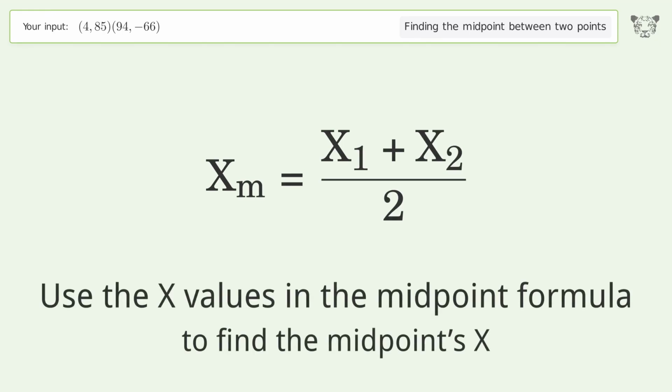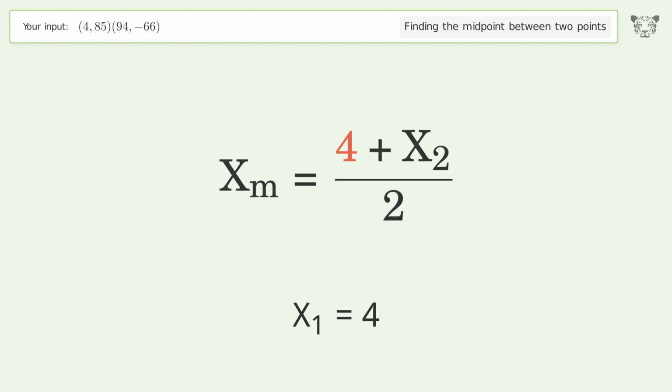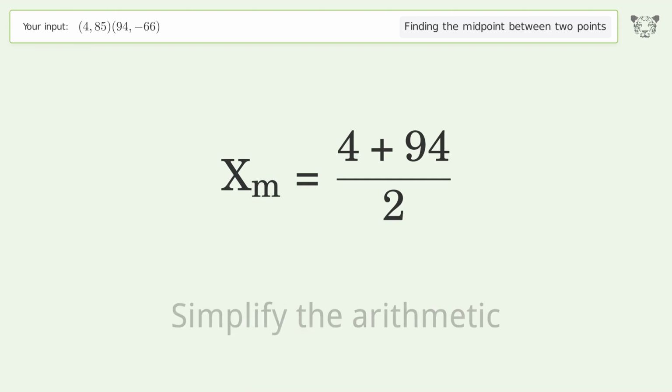Use the x values in the midpoint formula to find the midpoint's x. x1 equals 4. x2 equals 94. Simplify the arithmetic.